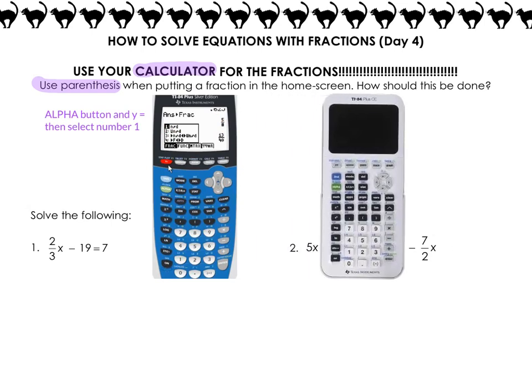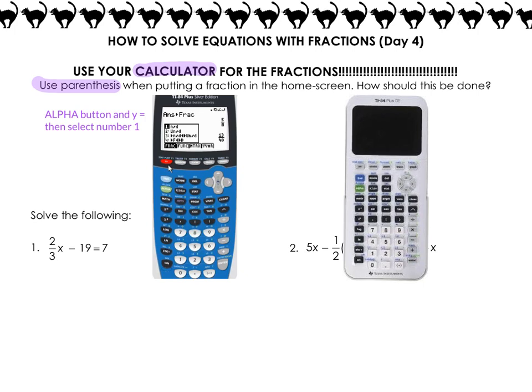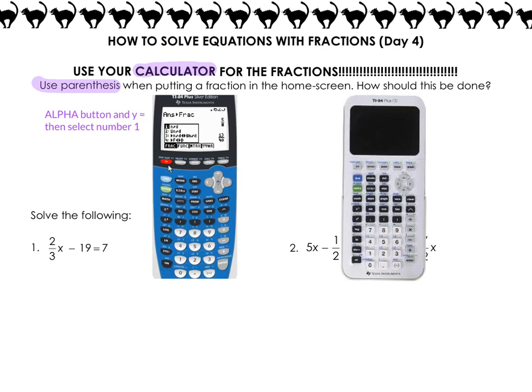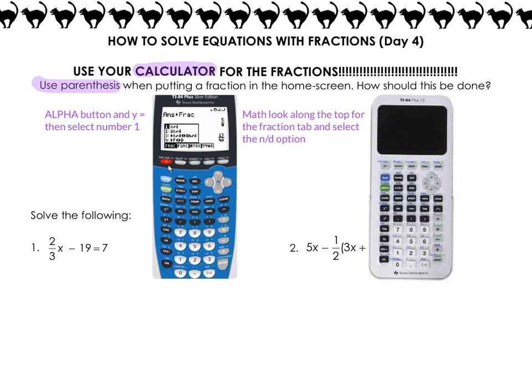The other option, if you have the newer calculator, is that you will need to go to the math function. In the calculator, that's the math button under the alpha. And then you will see tabs along the top of the screen. The last one will be fractions. So you can either hit to the left or go all the way over to the right until you get to the fraction tab and then look for the n/d, just like the one option, and you will see the same thing as on the previous.